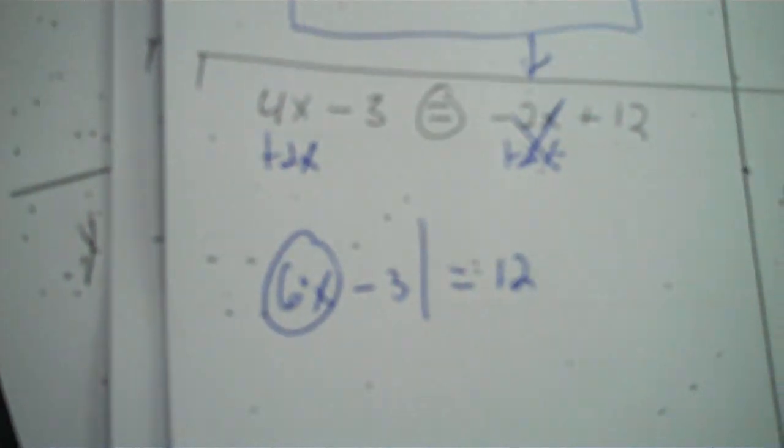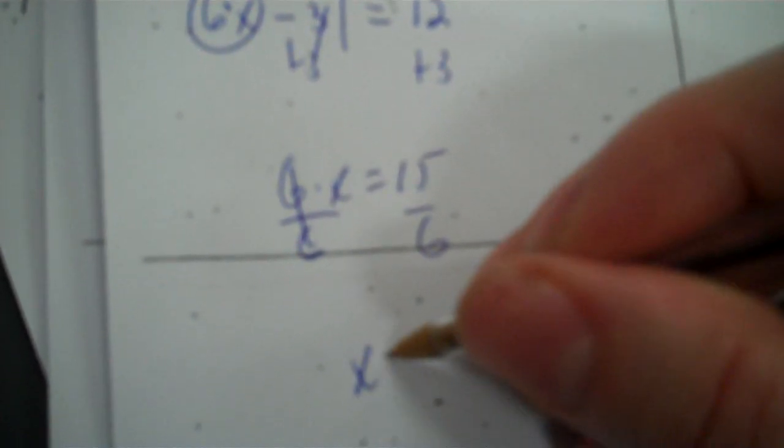And now I have 6x minus 3 equals positive 12. So now you apply your linear inverse properties. So you plus 3. You would then divide by 6. You would not need to square root here though. So plus 3, that's 15. And divide by 6, and that's 2.5.